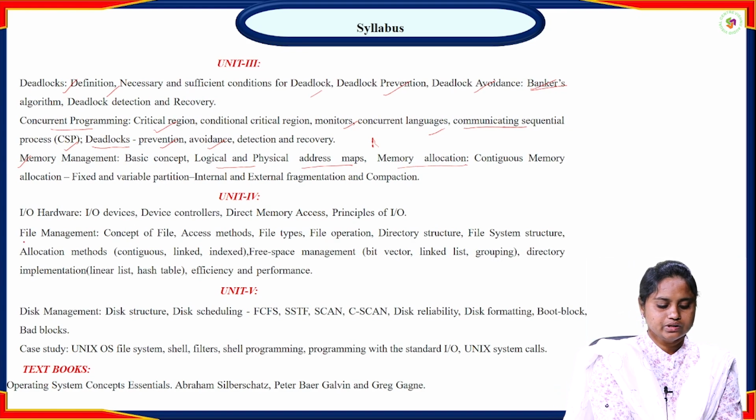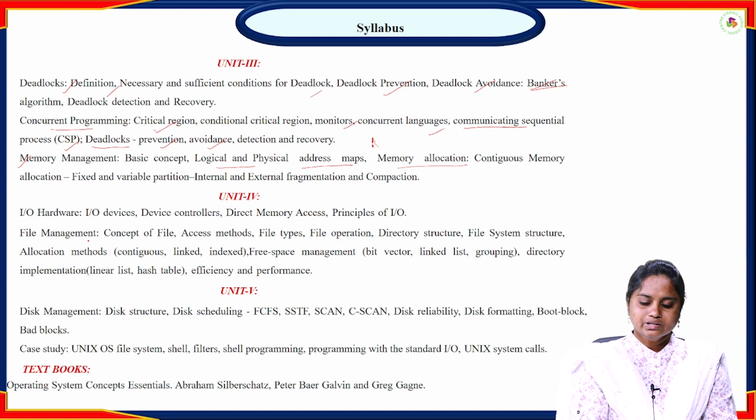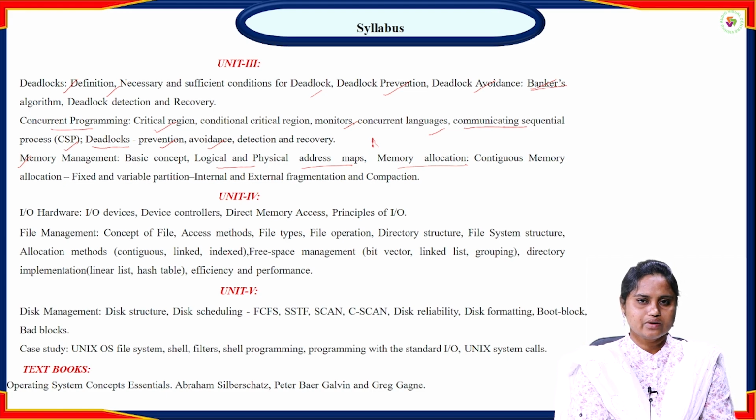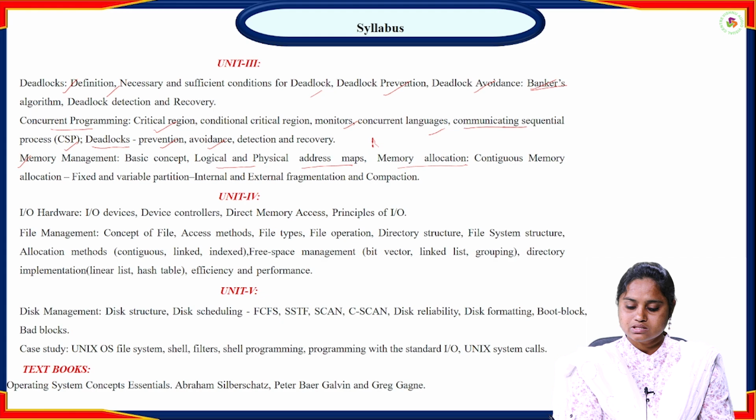And next, we have the file management topic. In file management, what is the concept of a file? First of all, we have to know the definition of a file, and the basic concepts of a file, what kind of access methods we are going to use for fetching the files from the database, and file types, how many types of files are there, what kind of file operations we have, and directory structures. What are the directory structures, how we are going to implement them, and how to retrieve the data from them. All these we are going to learn here.